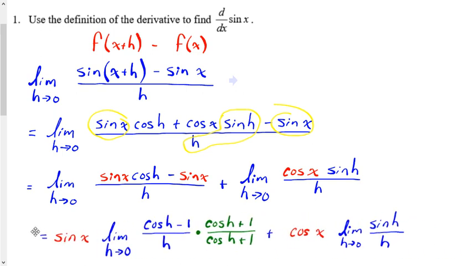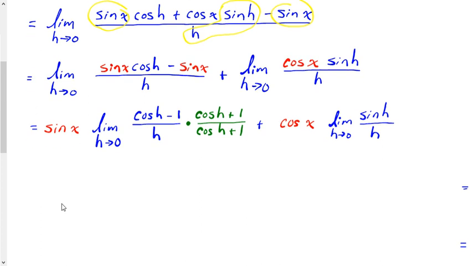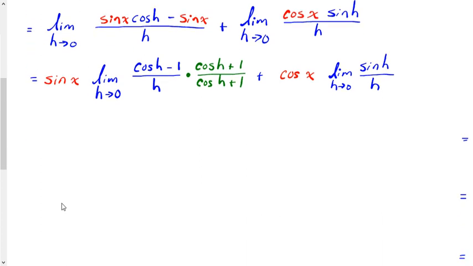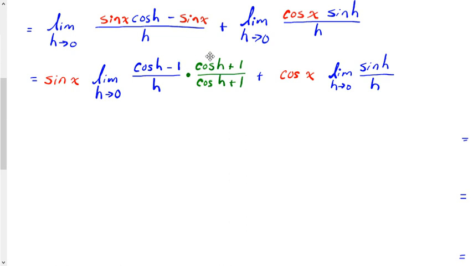Here's where that takes me. So I have the sine x out, the cos x is out, and then I have this cos h minus 1 all over h, and you'll recall from 7.1, we could use a Pythagorean identity if I multiplied by the conjugate of the numerator. So that's what I'm doing, and over here, there's that sine h over h. That is going to equal 1.